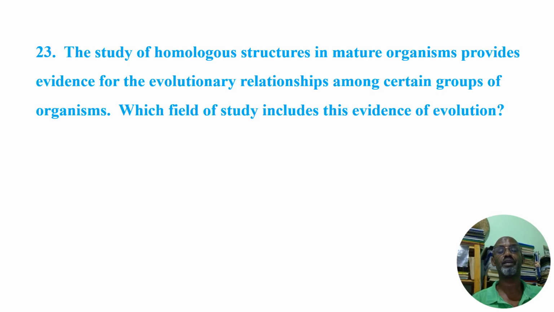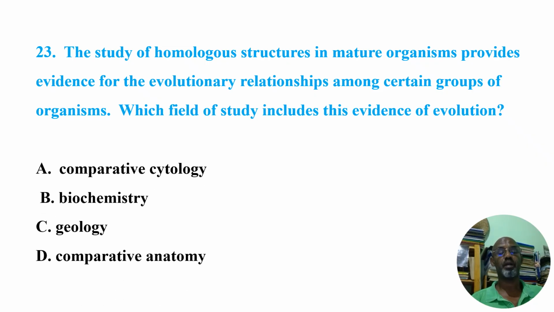The study of homologous structures in mature organisms provides evidence for the evolutionary relationship among certain groups of organisms. Which field of study includes this evidence of evolution? A. Comparative cytology, B. Biochemistry, C. Geology, D. Comparative anatomy. Definitely comparative anatomy is the answer.